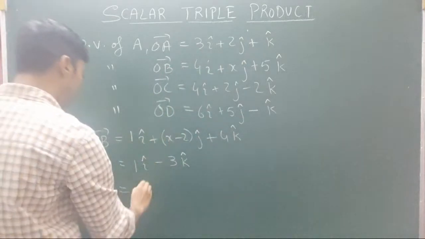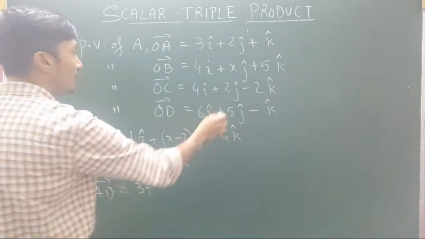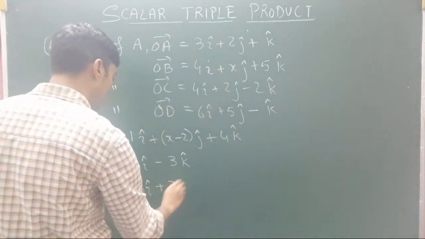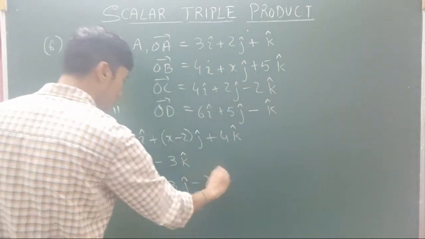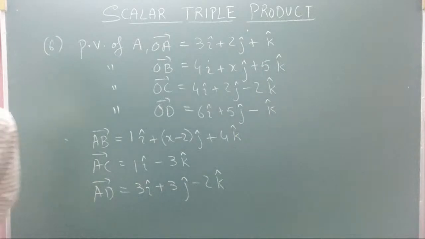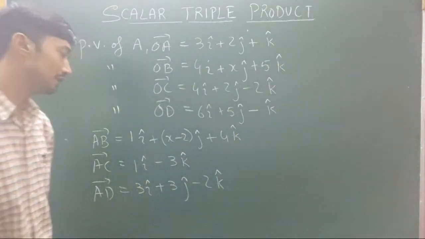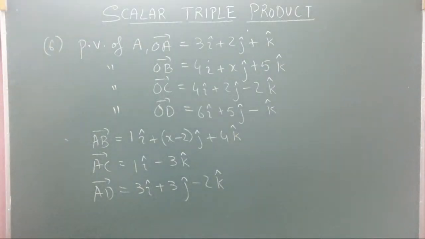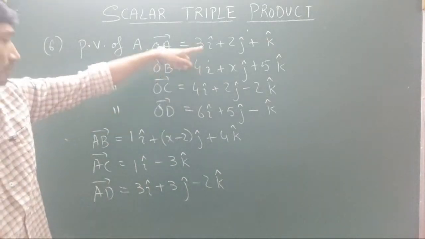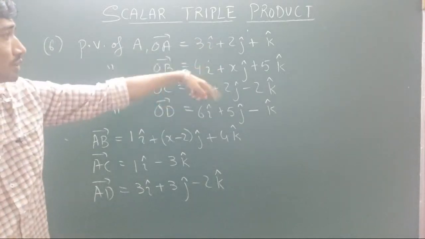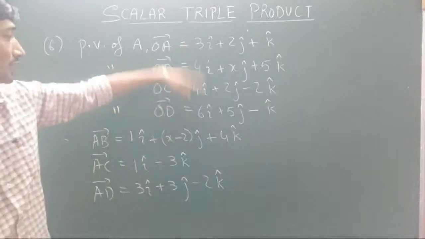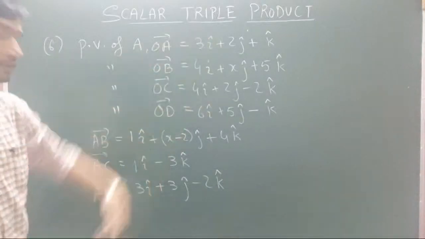Next 6 minus 3, 3i, 5 minus 2, 3j, minus k, minus 2k. Try to be patient when you do mathematics. I hope I got it correctly. 4 minus 3, 1, x minus 2, 5 minus 1, 4. 4 minus 3, 1, 2 minus 2, 0, minus 2 minus 3, minus 3. 3, 3, minus 2.